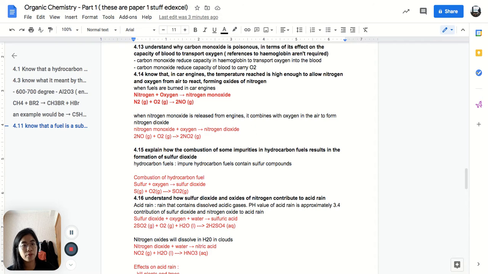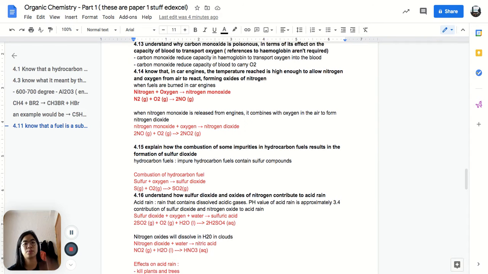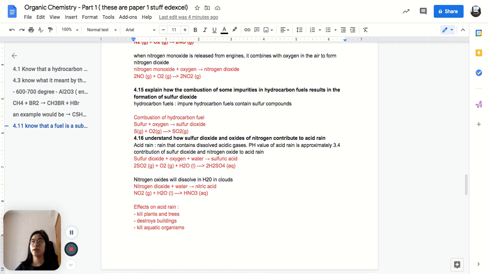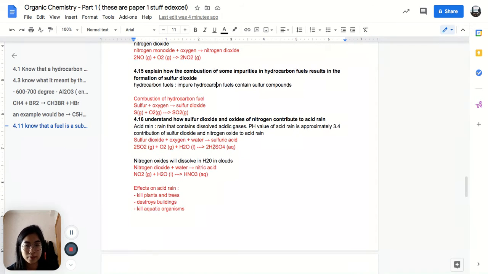so that it could move. So when it burns, it would just react together. And when nitrogen monoxide is actually released from the engine, it will combine with oxygen in the air to form nitrogen dioxide. And this is the formula that you guys got to know. And I'm pretty sure that's pretty simple. I mean, there's nothing to really talk about. So yeah.